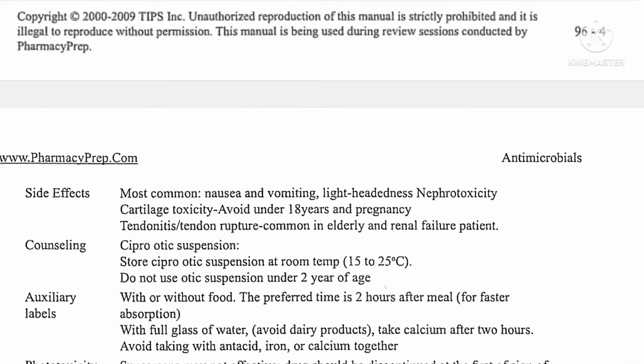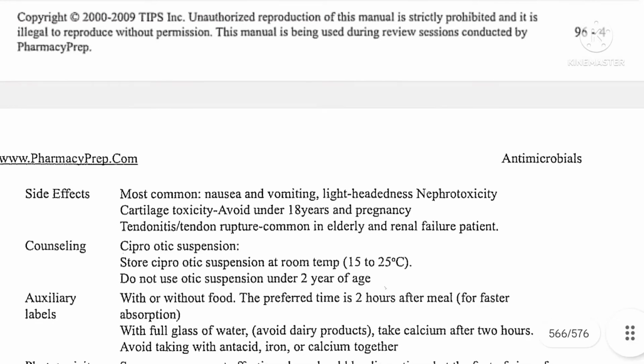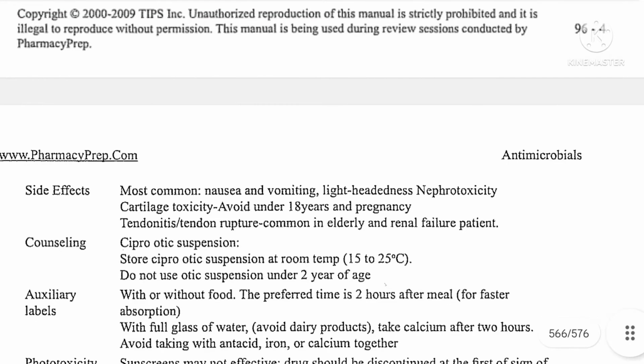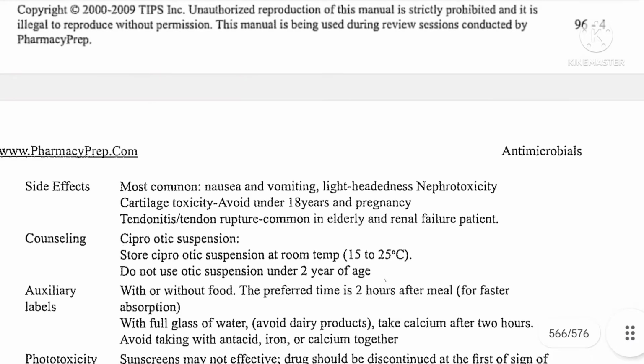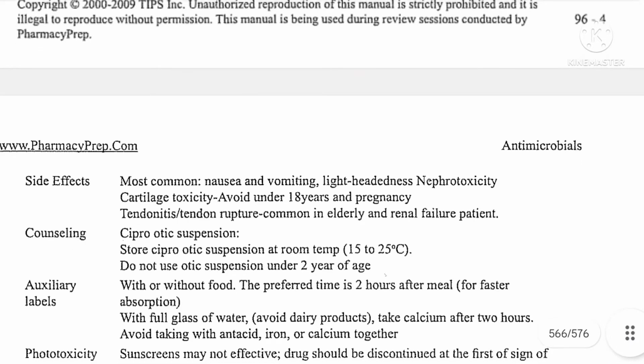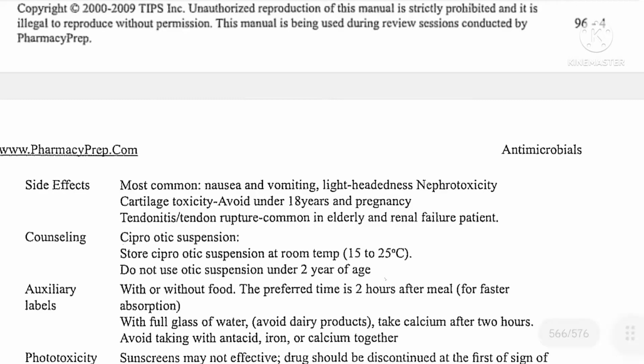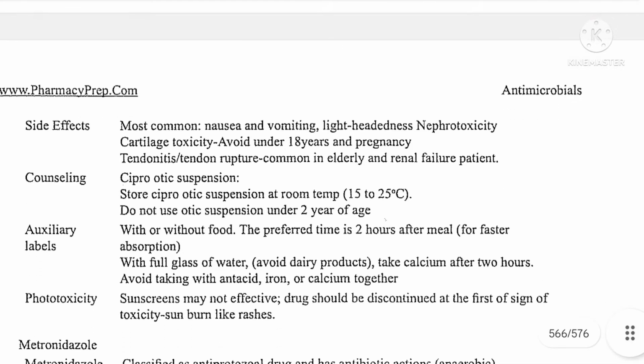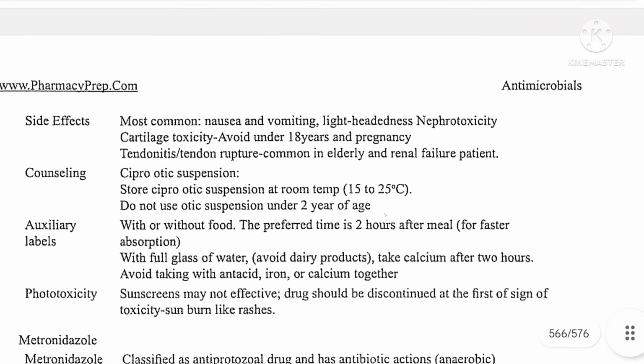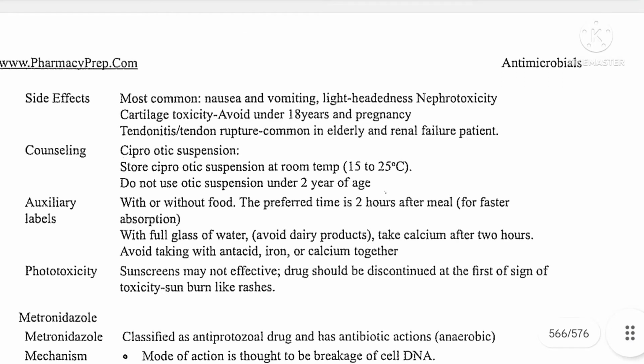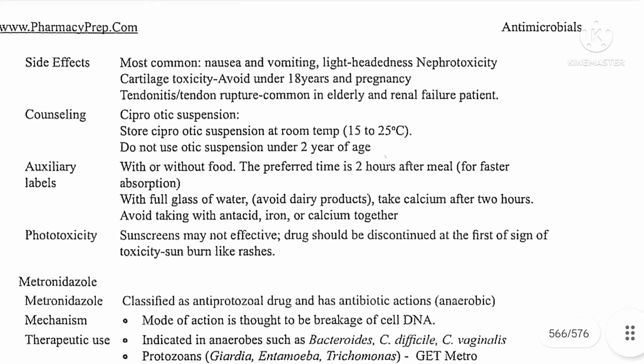Cartilage toxicity is the major ADR of ciprofloxacin. Tendinitis, that is tendon rupture, is common in elderly and renal failure patients. Why renal failure patients? Because the drug accumulates in the body in renal failure patients. So what will you counsel the patient if you dispense or prescribe ciprofloxacin?